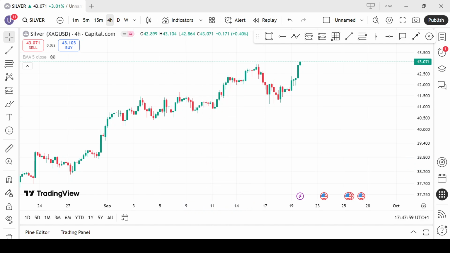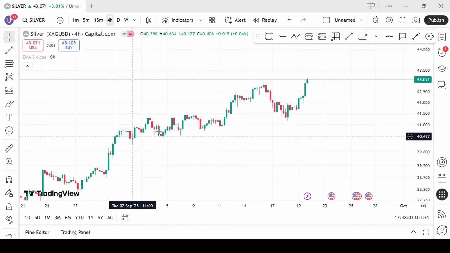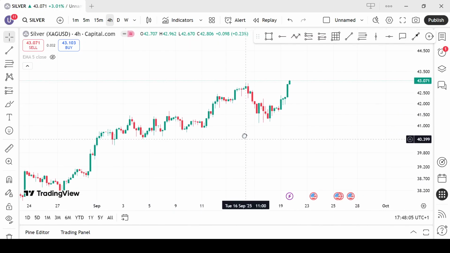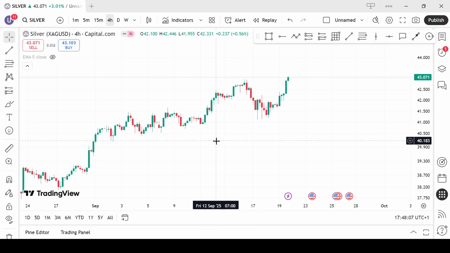The platform offers institutional grade charts that are both beautiful and incredibly functional. You can analyze any commodity, from crude oil and gold to agricultural products like wheat and coffee, all with the same high quality charting tools. The interface is clean, modern and intuitive, making it accessible to beginners while providing the depth that professional traders demand.